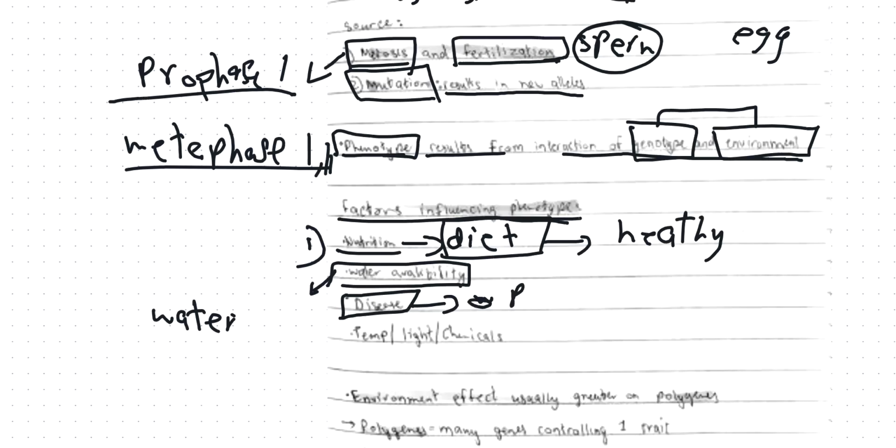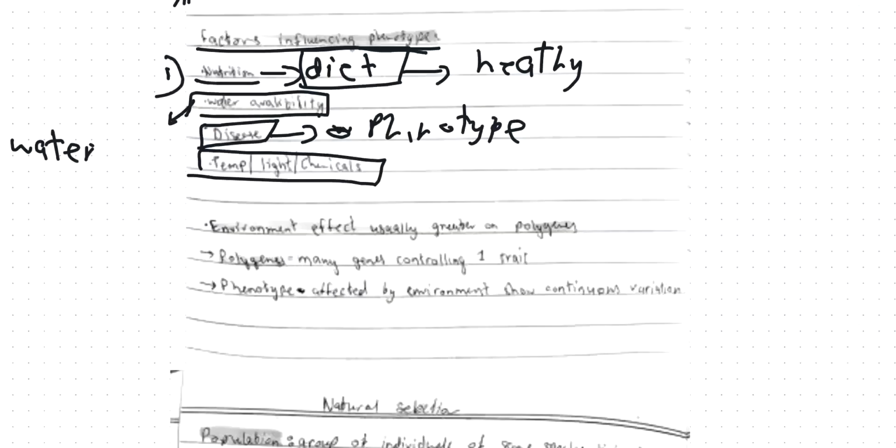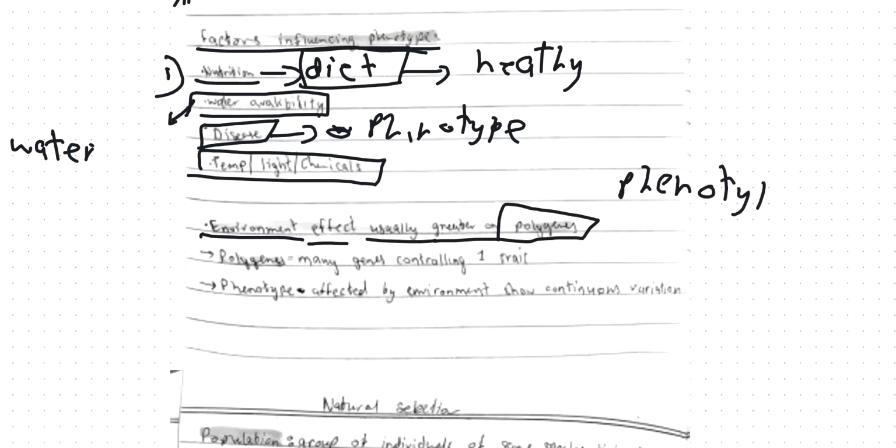And apart from that, the environment that you're living in. So the temperature, the light, chemicals, all of that will also affect phenotype. And remember that environment effects usually are greater on polygenes. So if a phenotype is affected by polygenes, meaning multiple genes, then the effect of environment on these polygenes would be greater. And remember that polygenes are many genes controlling one trait.